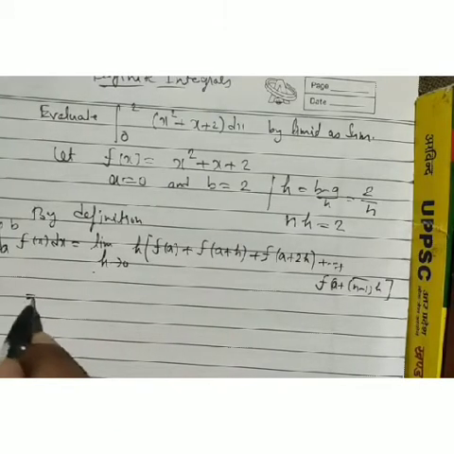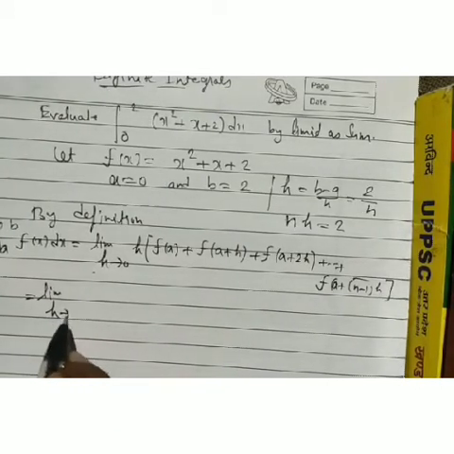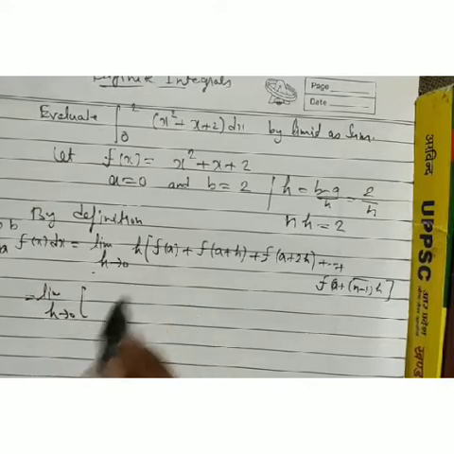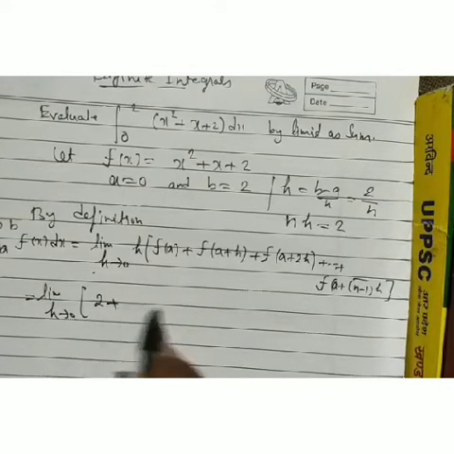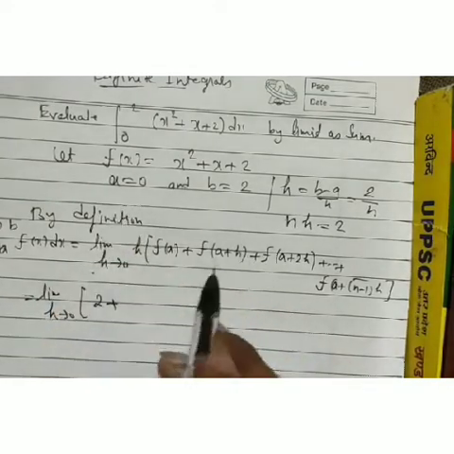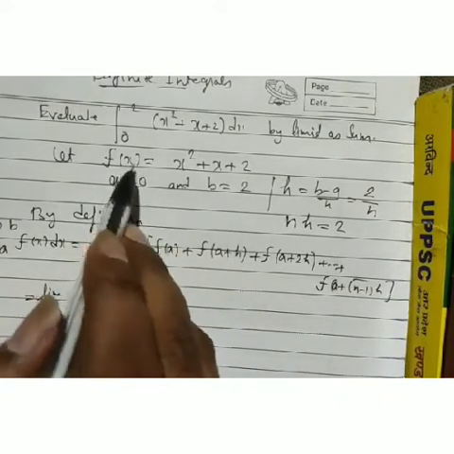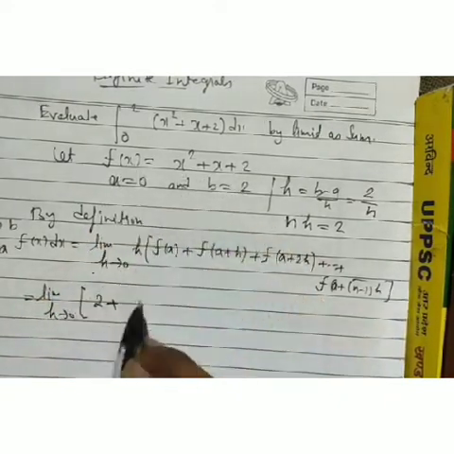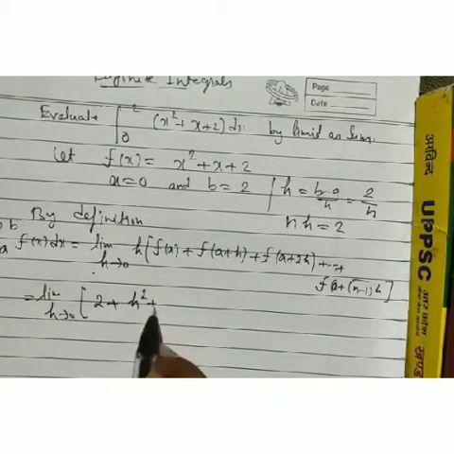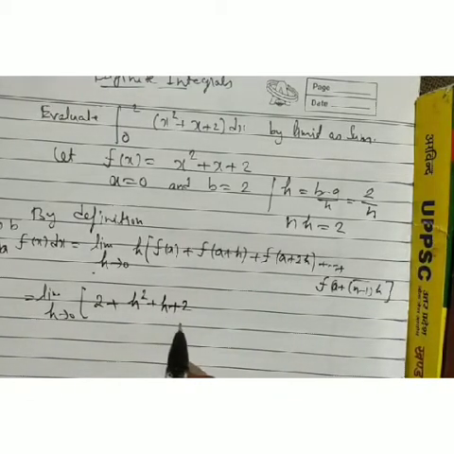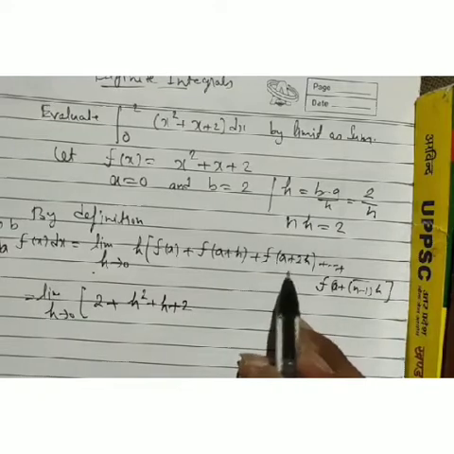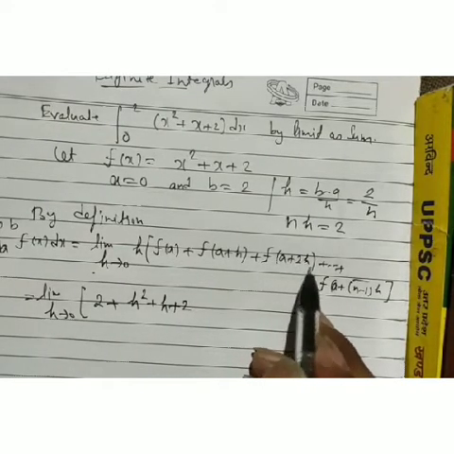So in the limit as h tends to 0 we put 2 here. Now f(a+h): our a is 0, so we have f(0+h) = f(h). Putting h here, we have h^2 + h + 2. Similarly, we find f(a+2h). Since a is 0, we have f(2h).